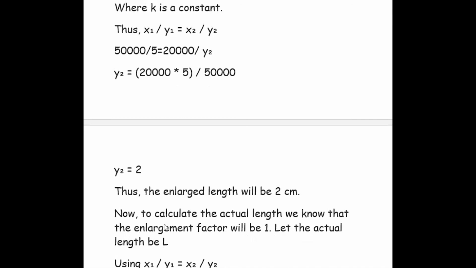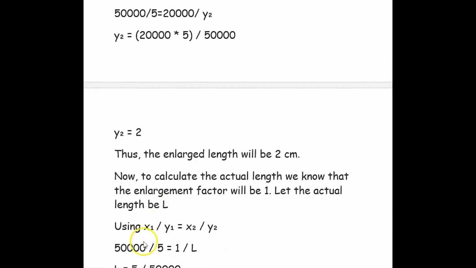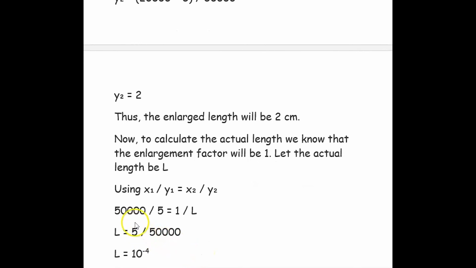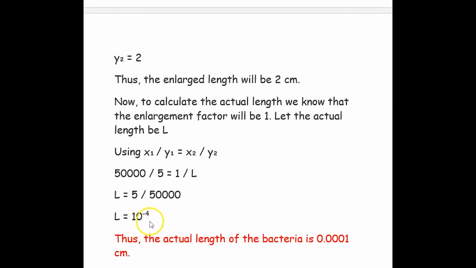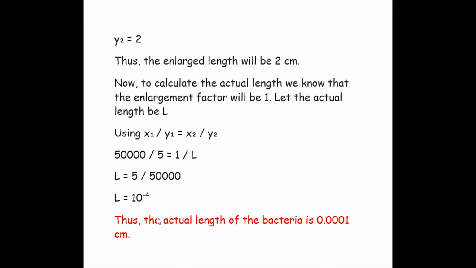Now we have to calculate actual length. Okay, we know that enlargement factor will be 1. So now the actual length be L. So for 50,000 it's 5 centimeter, and for 1 it will be L. So L equal to 5 into 1 divided by 50,000. So that is nothing but L is 10 to the power minus 4 centimeter. So thus the actual length of the bacteria will be 0.0001 centimeter.